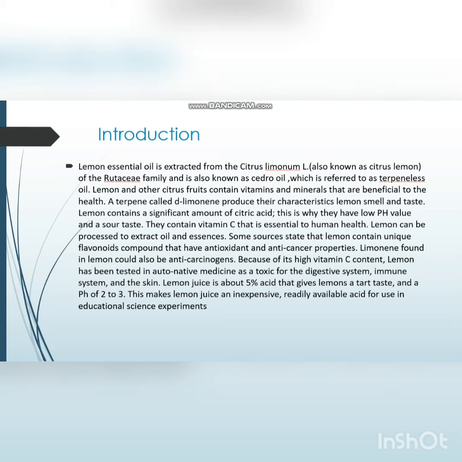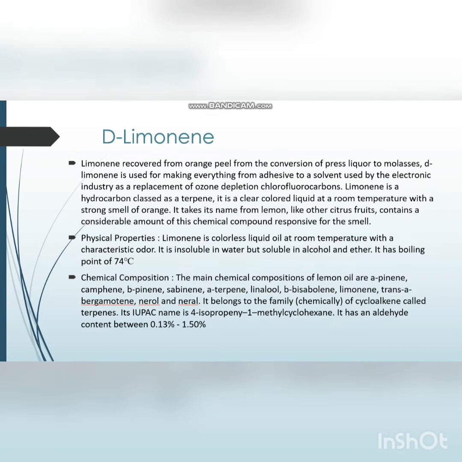Lemon juice is about 5% acid, which gives lemons a tart taste and a pH of 2 to 3. This makes lemon juice an inexpensive, readily available acid for use in education science experiments.